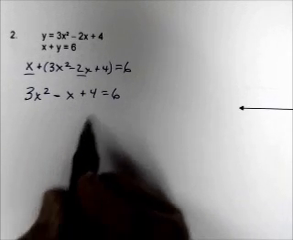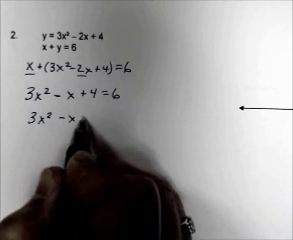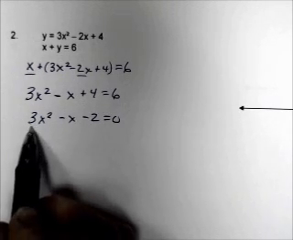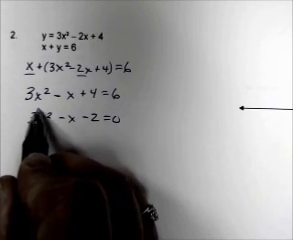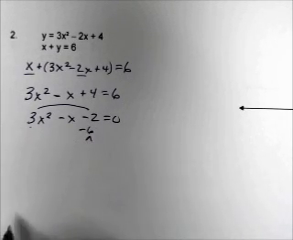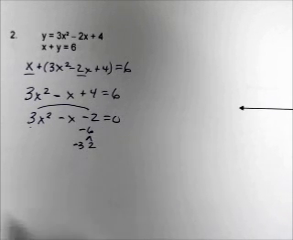Let's get it in standard form. Subtract 6 from both sides. 3x squared minus x minus 2 would equal 0. Now to factor: the lead coefficient's not 1, it's 3, so we multiply 3 times negative 2, which is negative 6. The factors of negative 6 that add to negative 1 are negative 3 and 2.